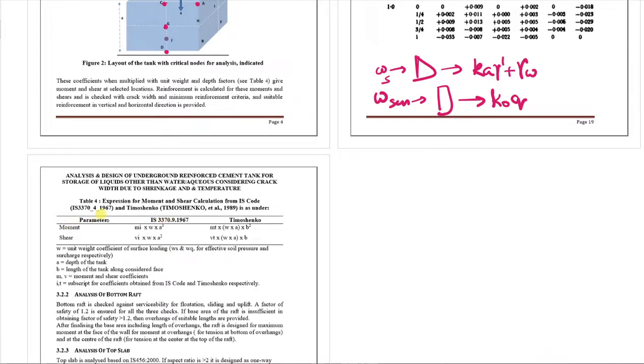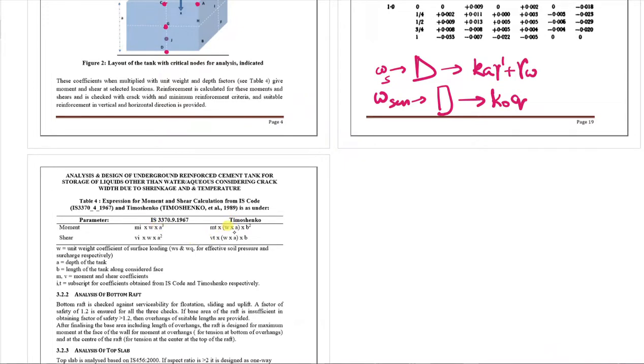Now, if we are using IS 3370, how do we obtain the moments from the coefficients? These are the coefficients: MI, VI, moment coefficient and shear coefficient from IS codes, and moment coefficient and shear coefficient from Timoshenko. So here, if we have IS code, we multiply this MI with W, with A cube, the depth cubed. And if we have Timoshenko, we get this MT from the table. We multiply this with the density coefficient W, multiplied by depth.